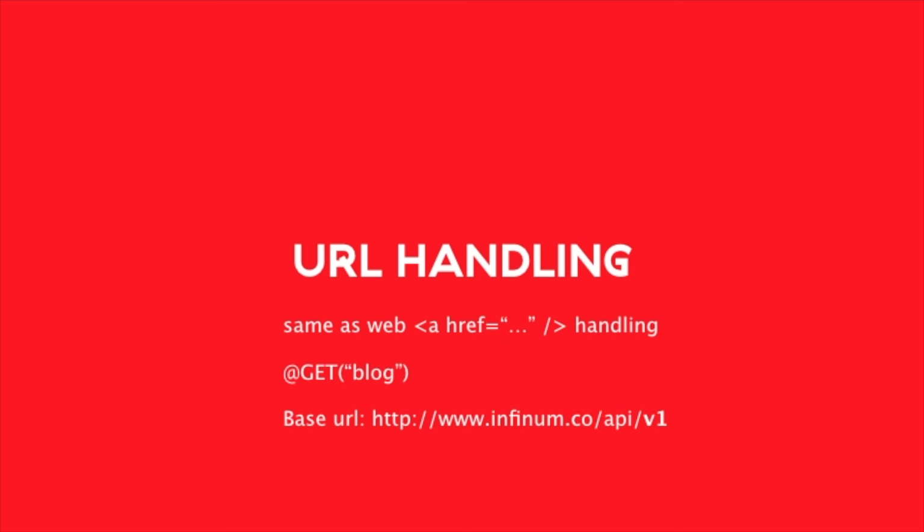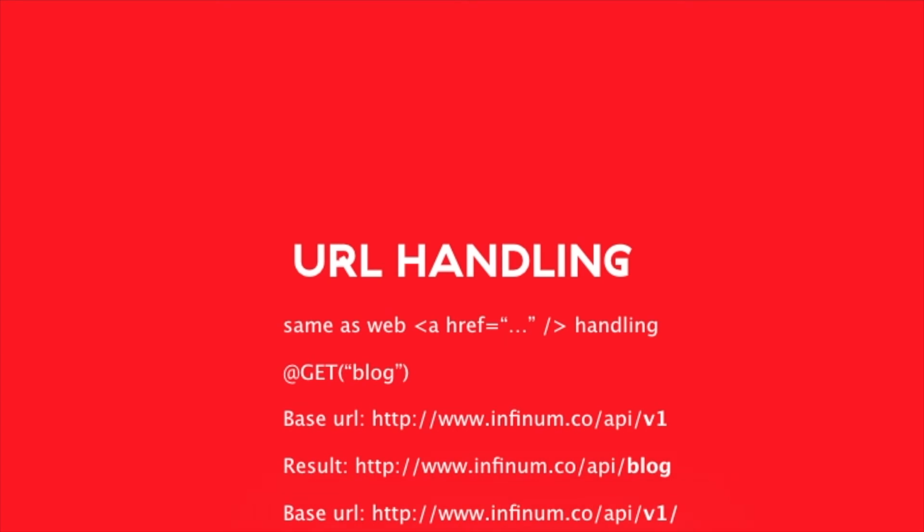Next thing is URL handling. URL handling is a bit different than Retrofit 1. It's handled the same way as a link href in web development. That means if you have an annotation like this and base URL like this, it will replace the last one. So instead of v1, you will get blog because the base URL is not with ending slash. This is the result. If you have, for example, base URL which ends with slash, then this will be your result.